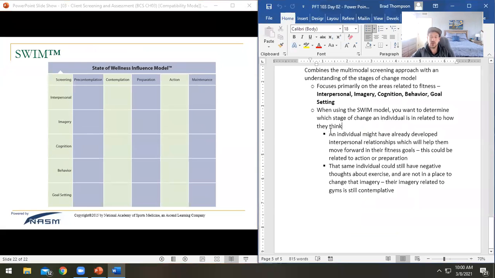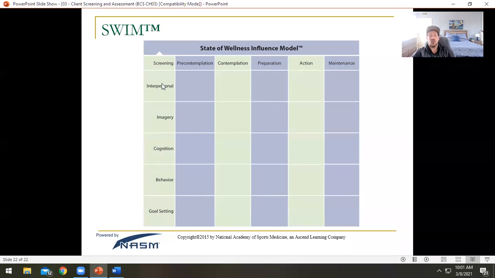So an individual may have already developed good interpersonal relationships that will help them move forward, and that would maybe put them in the action or preparation stage. Interpersonal relationships wise, have you told your friends that you are starting this fitness journey? Have you asked your friends for encouragement in this fitness journey? And they're like, yeah, I have. So clearly they've taken some actions towards using interpersonal relationships to their benefit.